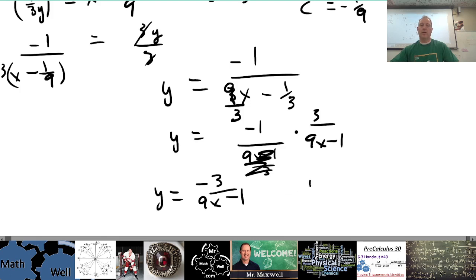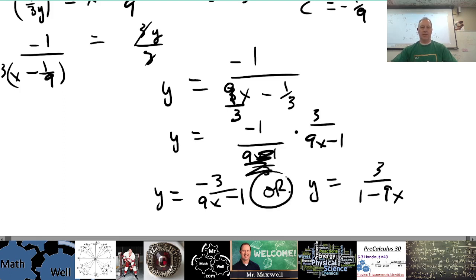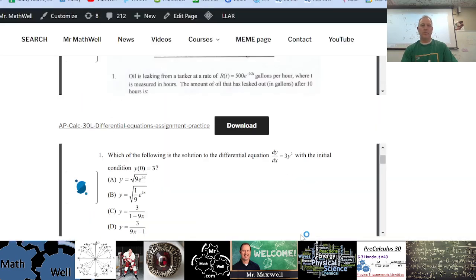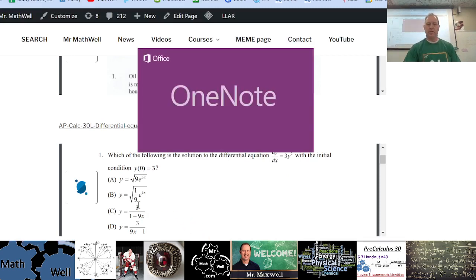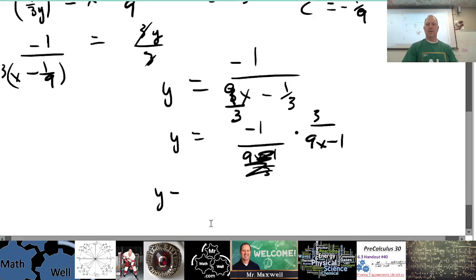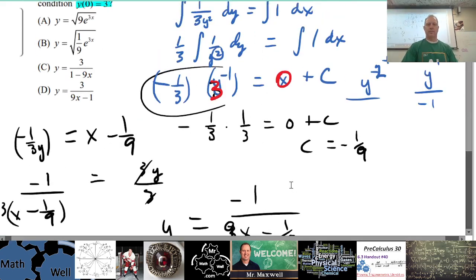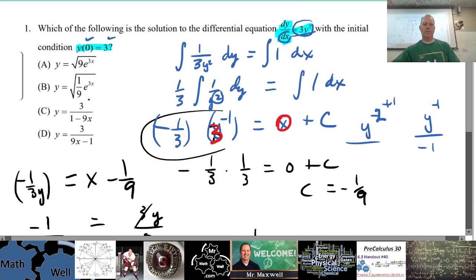And the other way you could write that would be 3 over 1 minus 9x, if the negative was down on the bottom or whatever. So it looks like either one of those two, which is back up now to our answers here. So here's the answers right here, I guess, on the screen, but it's going to be C, 3 over 1 minus 9x. So this one right here.